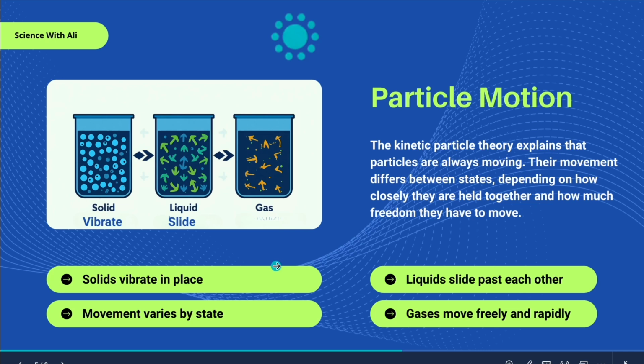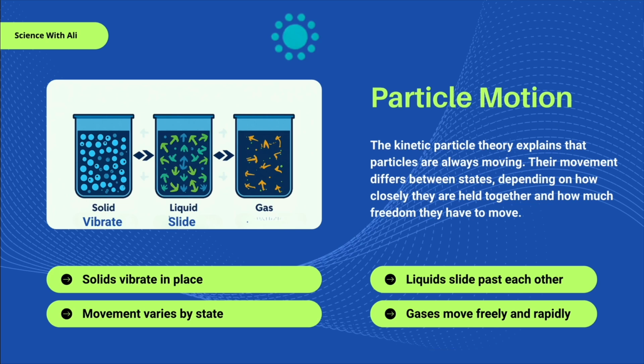We say gases are in constant random motion, but here is a pro tip. Gas particles actually travel in completely straight lines. It only looks random because they are constantly zipping around and ricocheting off the walls of their container or crashing into each other, right? So the movement of all the states of matter differs between states depending on how closely they are held together and how much freedom they have to move.